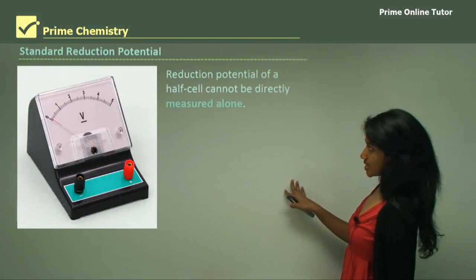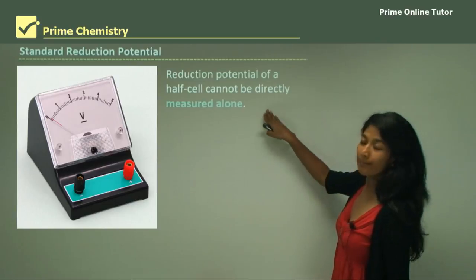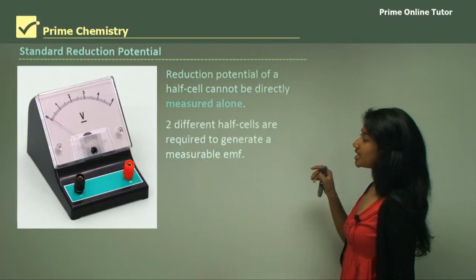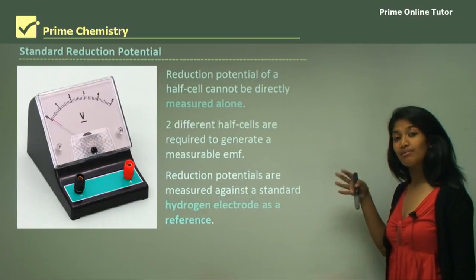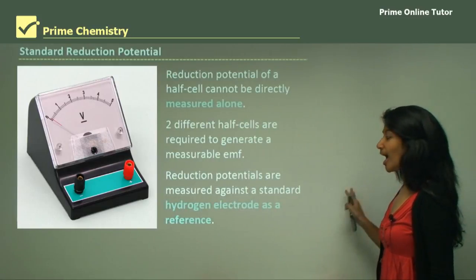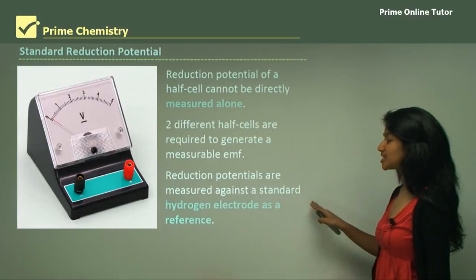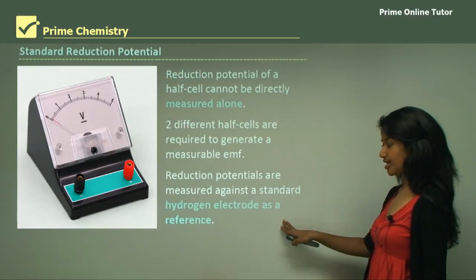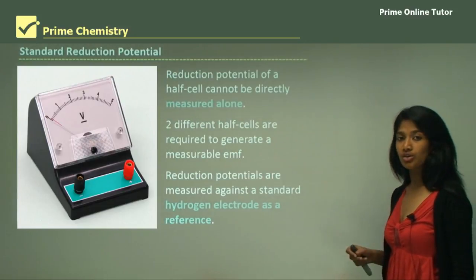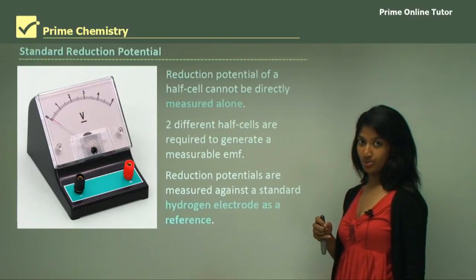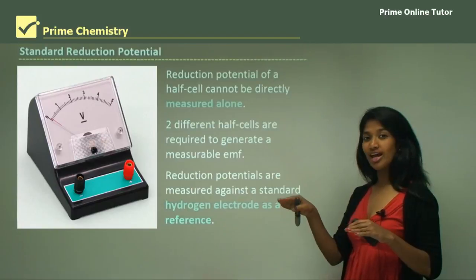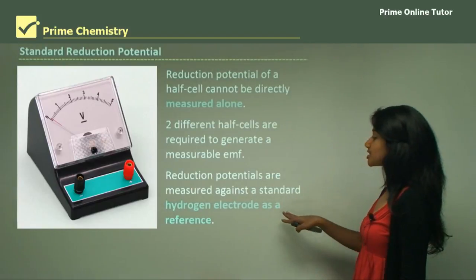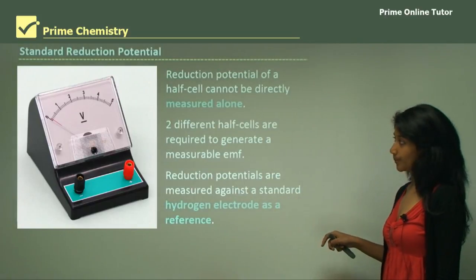Standard reduction potential cannot be measured by itself. It requires two different half cells to generate a measurable EMF. And also it is measured against a standard hydrogen electrode as a reference. So if you look at your standard potential table in the back of your periodic table, you would realize that hydrogen has an EMF of 0. That's because it is compared against itself.